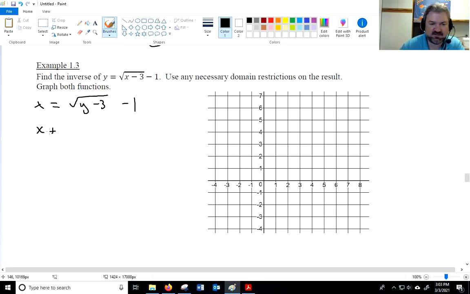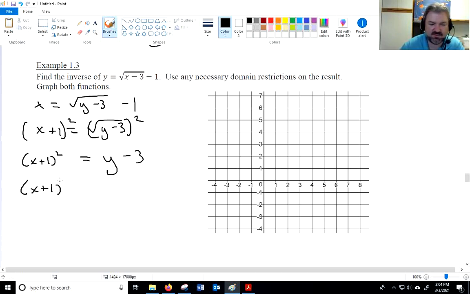Add 1 to both sides, I get x plus 1 equals the square root of y minus 3. And this is kind of new for us, but we're going to undo the square root by squaring. And so that cancels that out, and I get y minus 3 is equal to x plus 1 squared, which gives me x plus 1 squared plus 3 is equal to y. So we can say that that's our inverse, but we'd actually be incorrect.